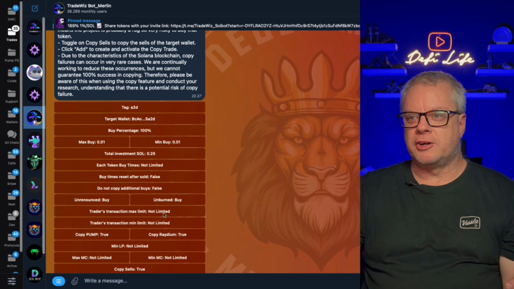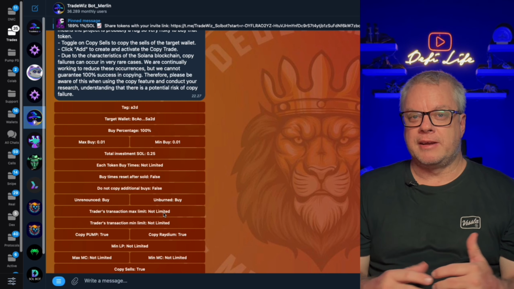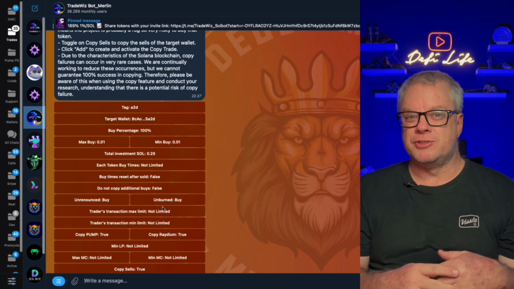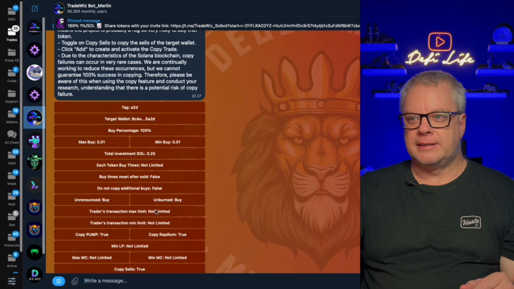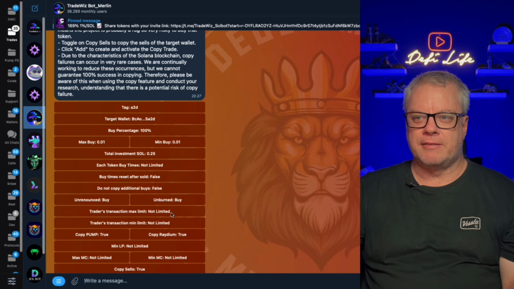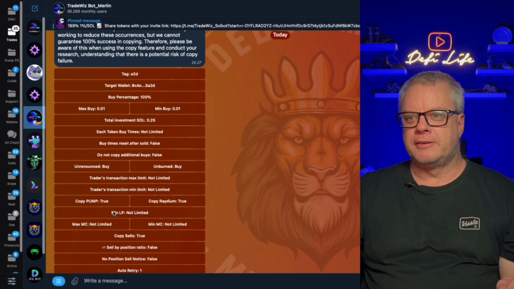Traders transaction max limit, not limited. I don't worry about this for the test either, but depending on the wallet that you're trying to copy trade and the kind of trades they do, you may want to limit this to try and limit any kind of price movement if they do happen to ape into a trade. So it's a good idea to see what happens during the tests with this limit here. You may need to add a limit, maybe 10 SOL is a good limit to have, depending on the market caps that they're getting into. Again, traders transaction min, not limited, I don't worry about that. Copy pump true, copy radium true for the testing period, no worries about that.